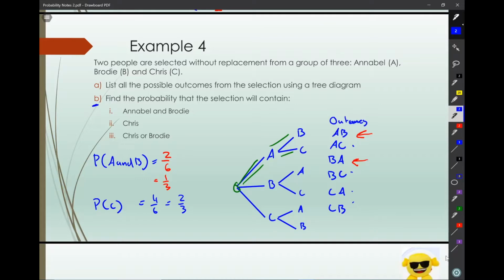The probability that a choice has Chris or Brody is actually going to be 1, because Brody or Chris are in every single group.